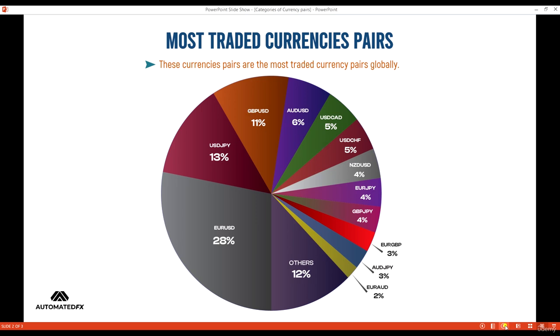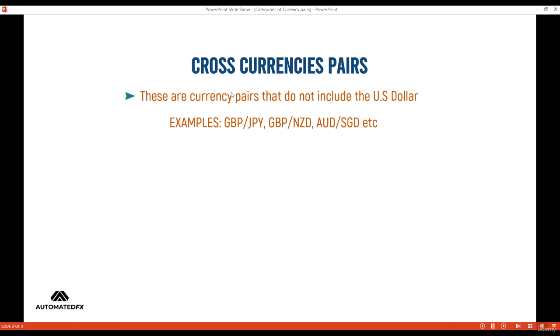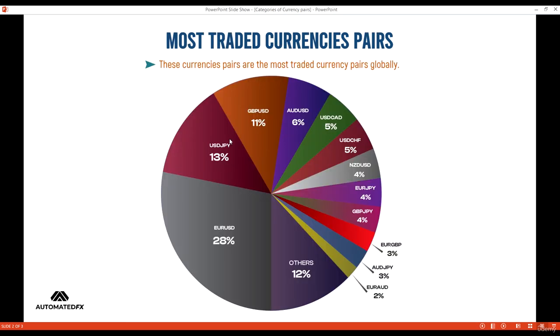And then we have the cross pairs. These cross pairs are currency pairs that do not include the US dollar. Examples are GBP/JPY, GBP/NZD, AUD/SGD, etc. We can see some of them here also. We can see EUR/JPY, GBP/JPY, and these other ones. So these are examples of cross pairs. We have the major pairs, which are the pairs that have the US dollar in them, and we have the cross pairs, the pairs that do not have the US dollar in them.